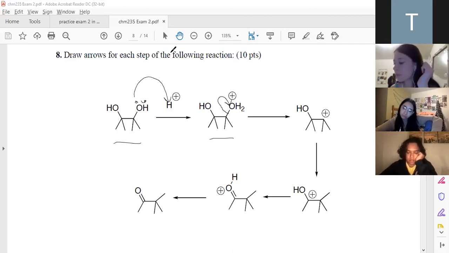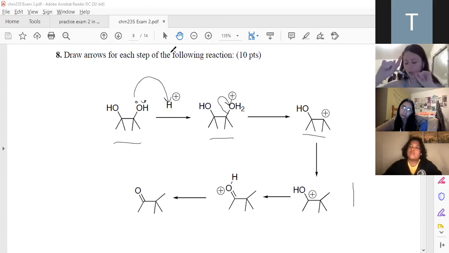Okay. So now that we've done that, let's take a look between here and here. What's different? The plus sign moved. The plus sign moved, but something else happened. Oh, there's another single bond. The methyl? The methyl did what? It magically appeared. Wait. No. No, it moved. It moved across.